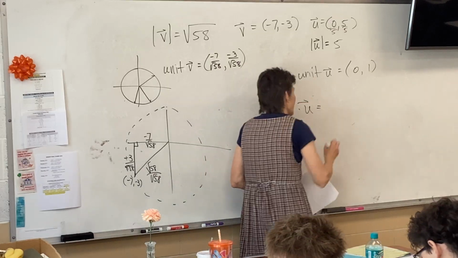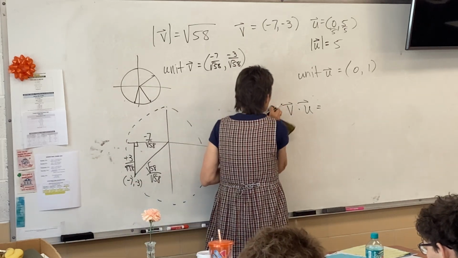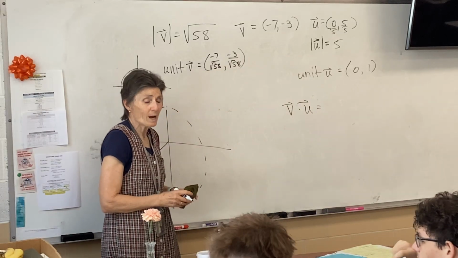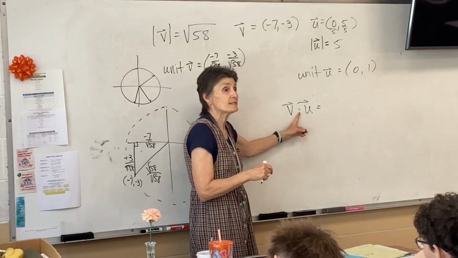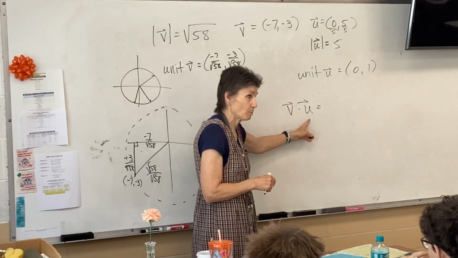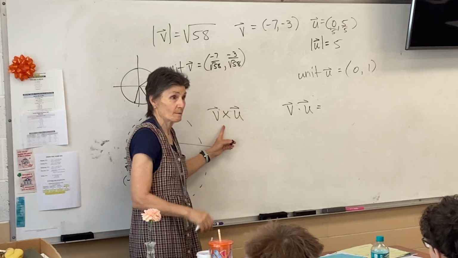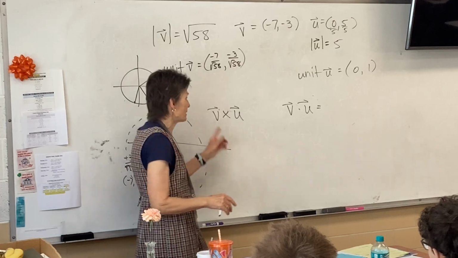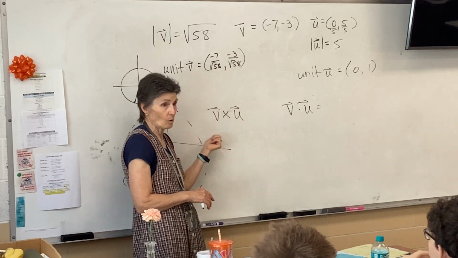All right, F. I wish we had more time to do all this, but we don't. In vector land, there are 2 ways to multiply. This one is called the dot product. V dot U, the dot product. This one is called the cross product, V cross U. So we can't say times because no one will know which one we're talking about. So we either are doing V dot U or V cross U.